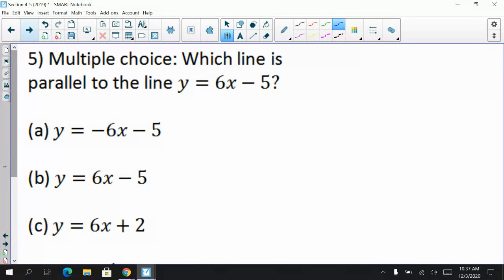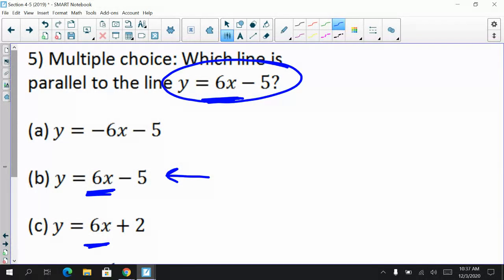Question 5, which line is parallel to y equals 6x? Same thing here, just no graph. This one's a little bit easier. The slope is 6. Well, I see two 6's here, but same thing. B is the exact same line as the one given.